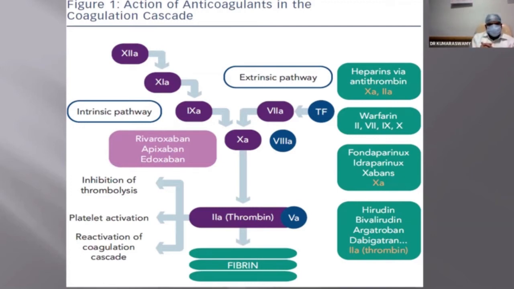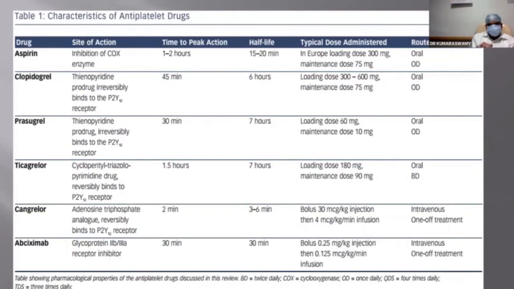Okay, next. These are the site of action, the time to peak action, half-life, and dose administered during cardiac events and thrombotic events in COVID patients, and the route of administration. I think everybody knows this slide, the doses and all. I don't want to go into detail. Next.